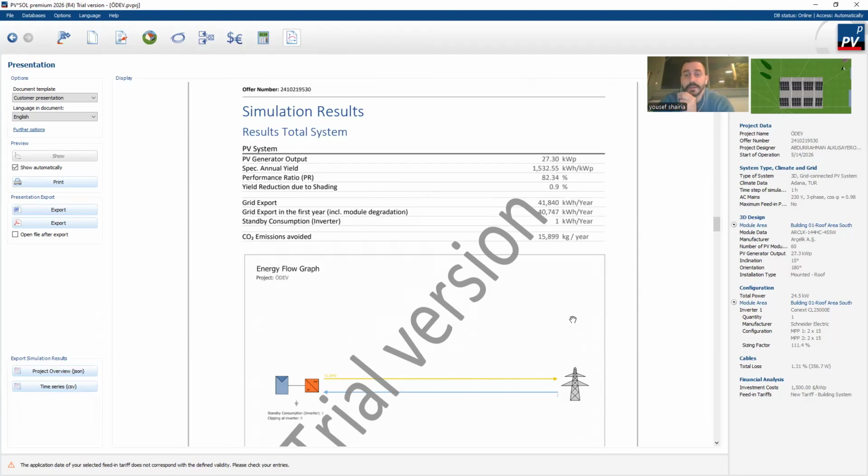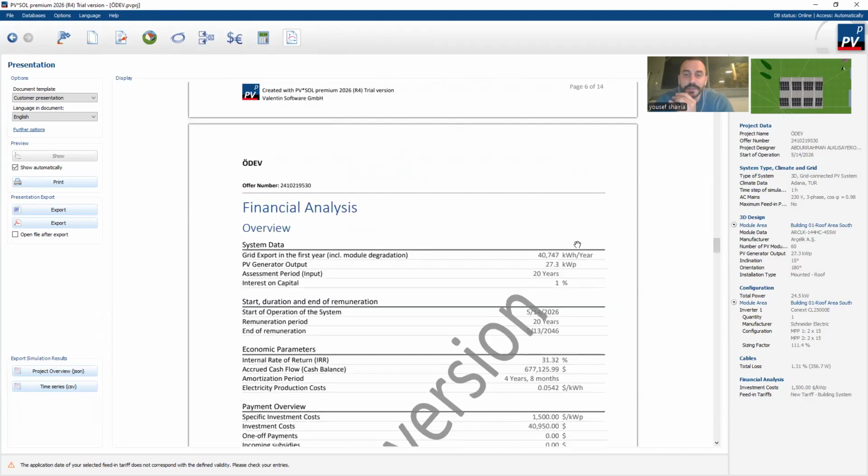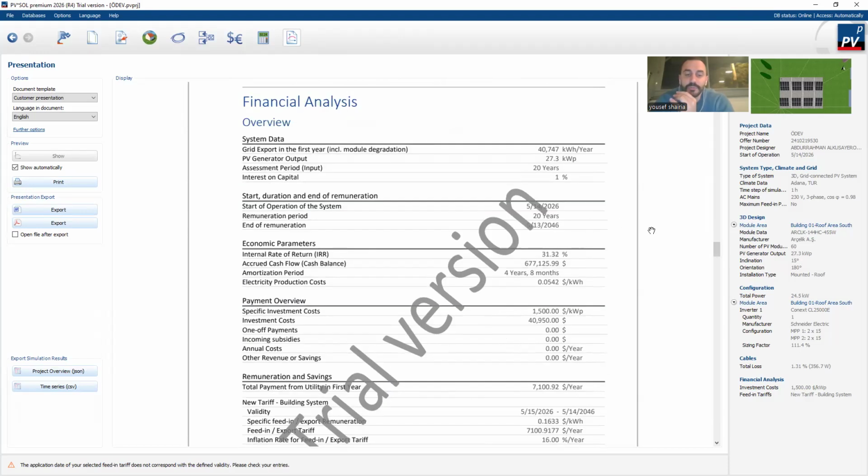One of the most important environmental benefits of this system is that it avoids 15,899 kilograms of CO2 emissions every single year over the 20 year lifespan of the system. That is approximately 317,000 kilograms of CO2 that will not be released into the atmosphere. This is equivalent to planting around 720 trees every year.